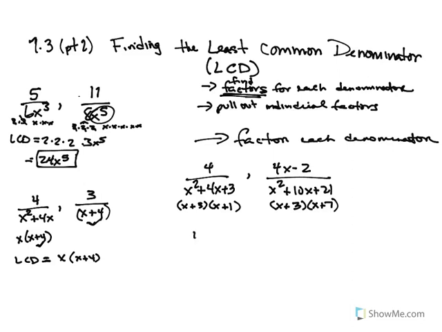So when I look for my LCD and I start pulling out my factors, all right, what do I see? I see an x plus 3. So that accounts for that one and that one. I see an x plus 1. And I see an x plus 7. So you just go through and you account for all your factors and you just check them off. And that's it. All right, so that's finding an LCD.